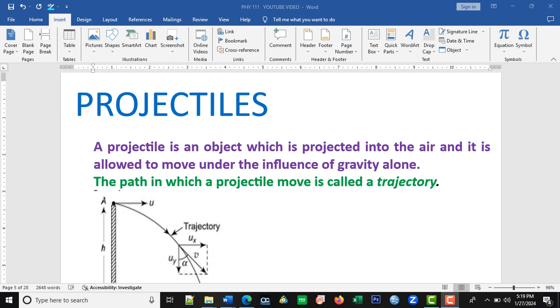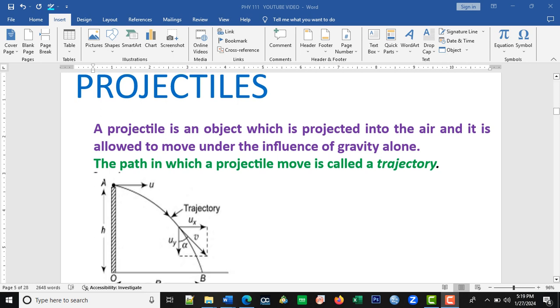And of course, we know too well that a projectile is any object that is projected into the air. By the definition we have here, a projectile is an object which is projected into the air and is allowed to move under the influence of gravity alone. So any object projected into the air and allowed to move under the influence of gravity is referred to as a projectile. The path in which the projectile moves is called the trajectory.